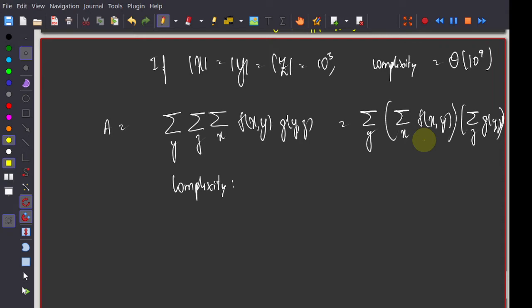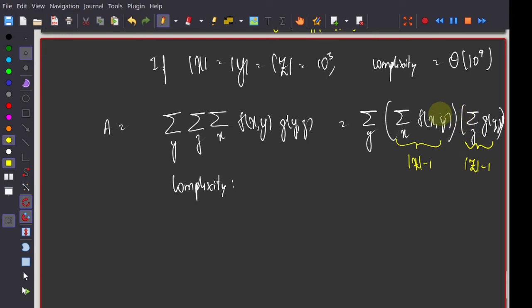Now for each y, how many additions do I need to do to compute this? This requires size of x minus 1 operations. For each y, I need to perform size of x minus 1 additions. And how many additions over z? Size of z minus 1, and 1 multiplication.